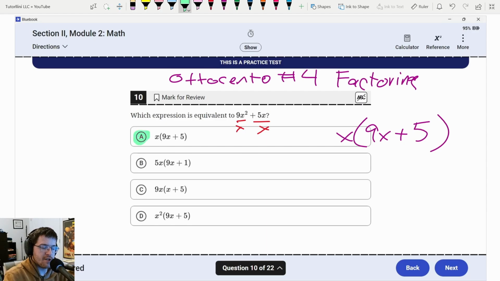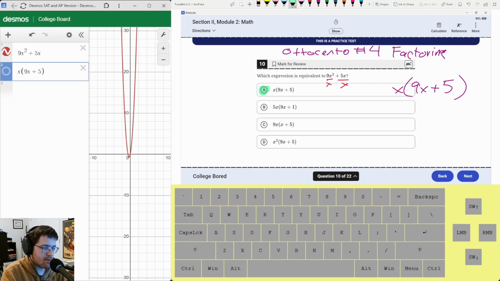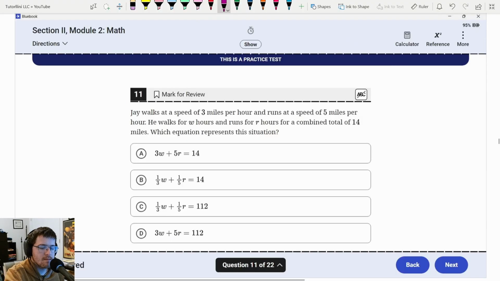We could also guess and check using Desmos, so let's go do that. Okay, so I typed in the expression from the question and then choice A. Notice how when I highlight it, it perfectly replaces the red graph. That means that it has infinitely many solutions, and that means the expressions are equivalent. I bet if you typed in B, C, or D, they would look very different from the 9x squared plus 5x graph.